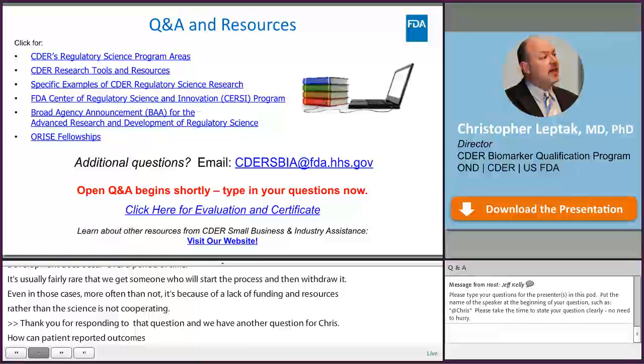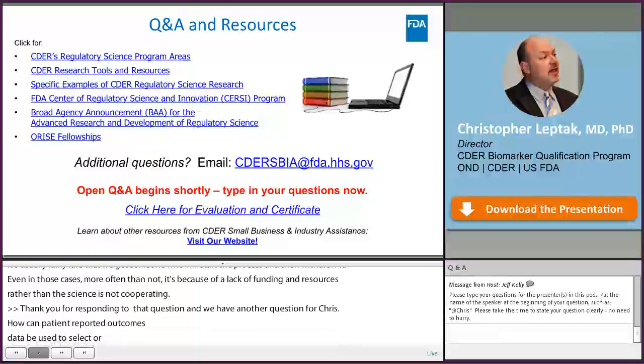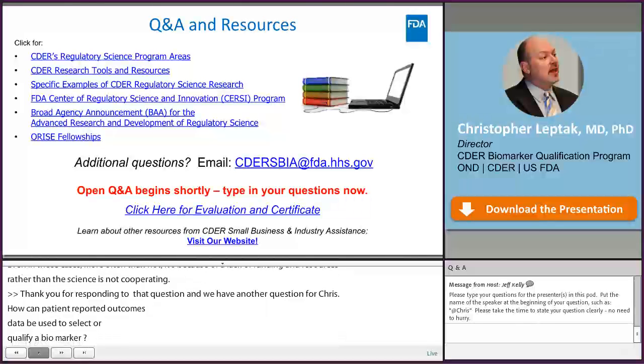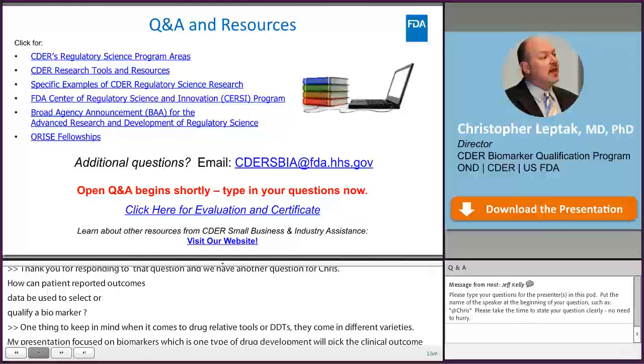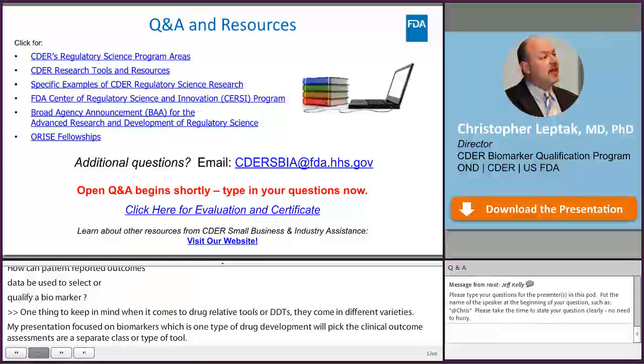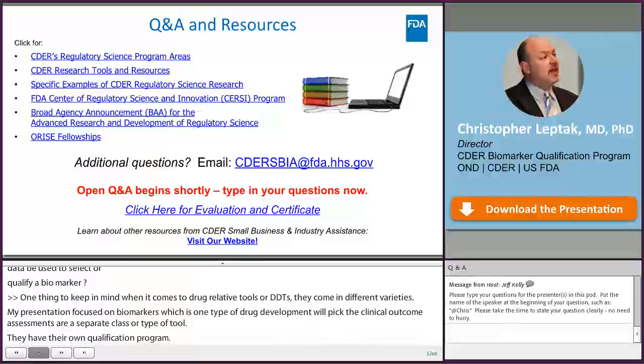So one thing to keep in mind is that when it comes to drug development tools, or DDTs as we refer to them, they come in different varieties. My presentation focused on biomarkers, which is one type of drug development tool. The clinical outcome assessments are a separate class or type of tool, and they have their own qualification program. It is possible that depending on a person's proposal, and if it's a composite tool that includes both biomarker and COA information, that both of our programs will work together on our side of the fence. That said, the two programs are in fact distinct and separate.